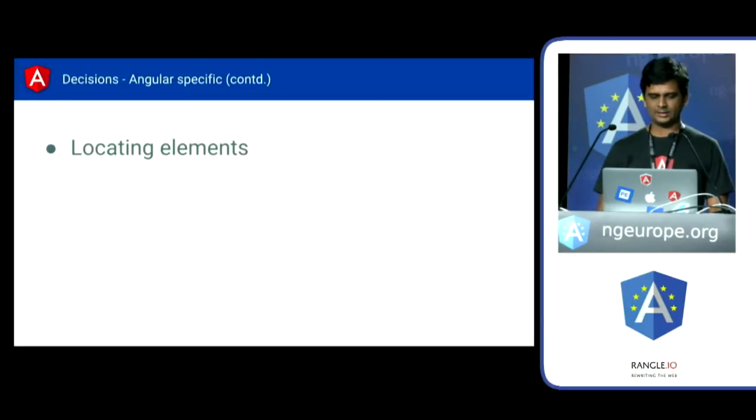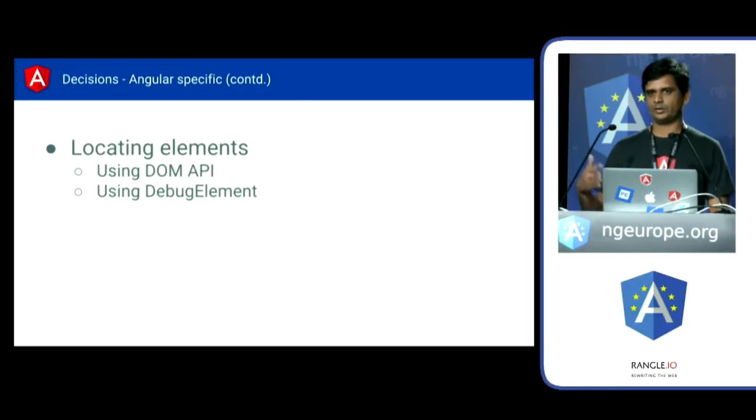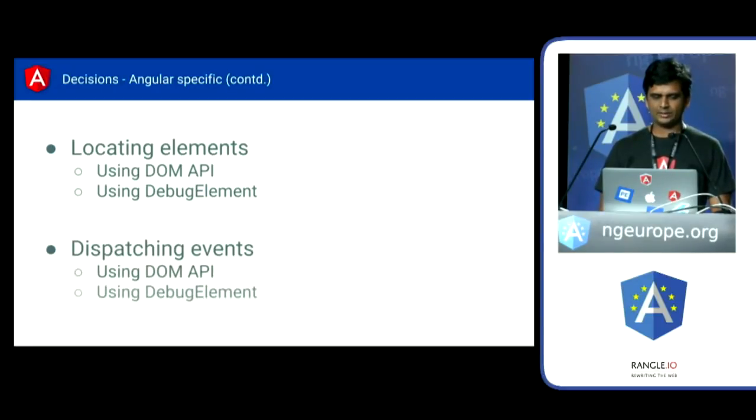The next things are actually pretty simple. You would have to have a way to locate the elements in your unit test as you're trying to test your component. There might be a button, and you need a way to locate the button in your test and click it. So there are two options. Mostly we suggest using the DOM API as much as possible. Again, it's closer to what happens in the browser. But we also provide the debug element in the unit test.